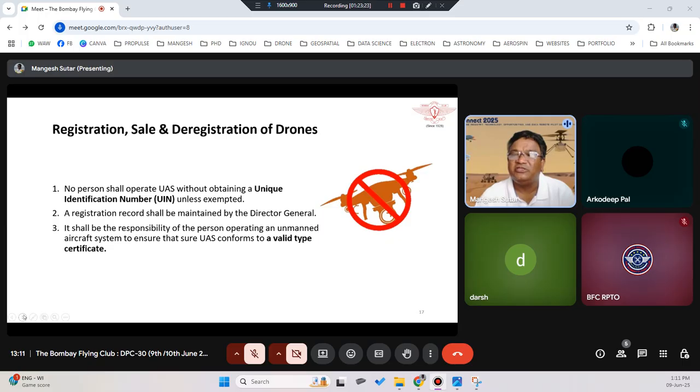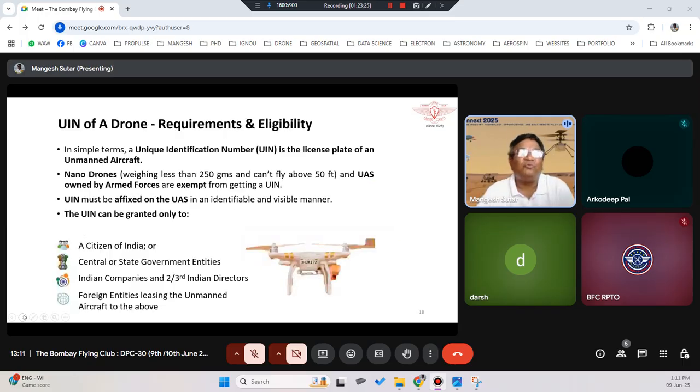Which drones need to be registered? What is the eligibility for getting a UIN number? In simple terms, UIN, the unique identification number, is a license plate of an unmanned aircraft. Like how we have a license plate for our car or bike, similarly a drone will also have. If you see in the picture, there is a name and a number put over here. Nano drones weighing less than 250 grams that can't fly above 50 feet are called nano drones and they are exempted.